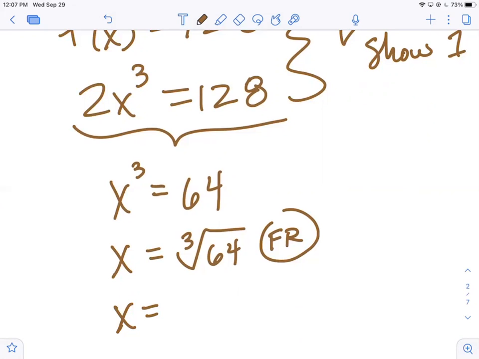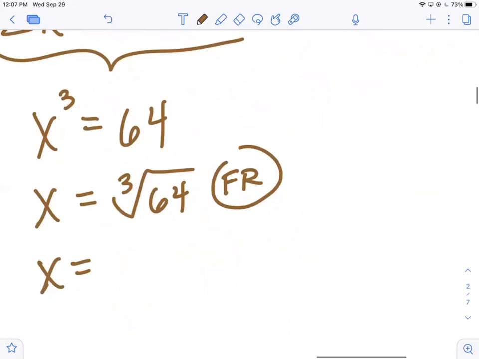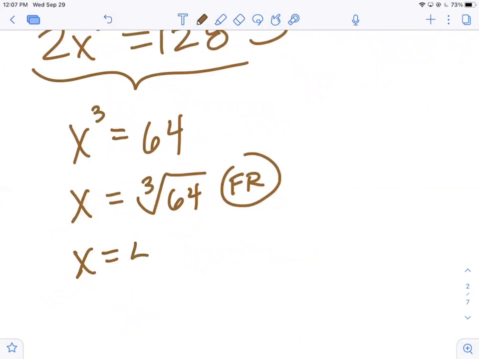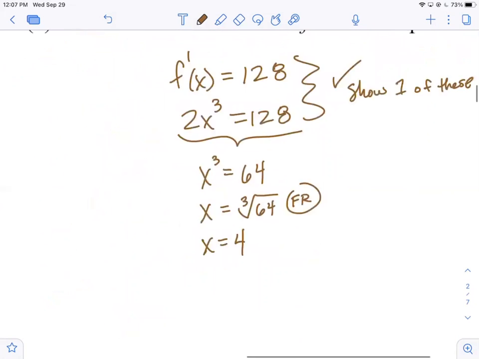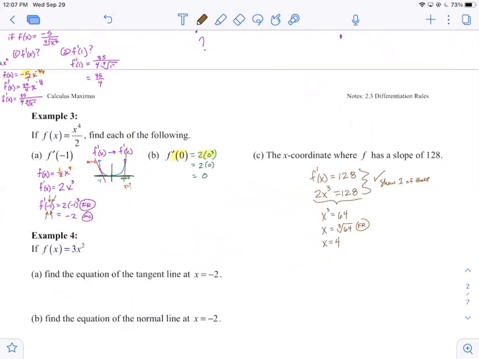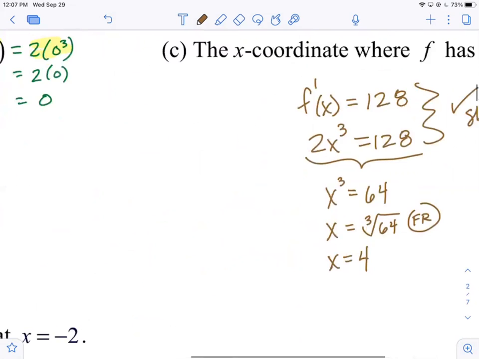Yeah, I think it is. It's 4. 4 times 4 is 16. 16 times 4 is 64. So there you go. All right. So nice application.